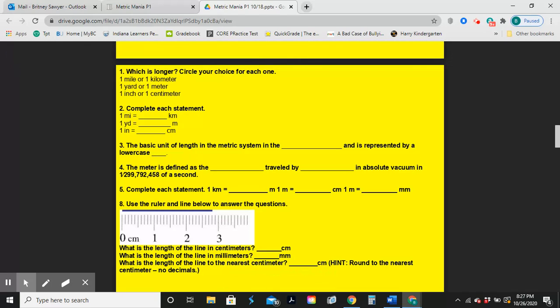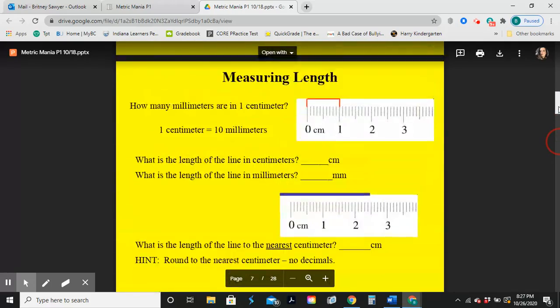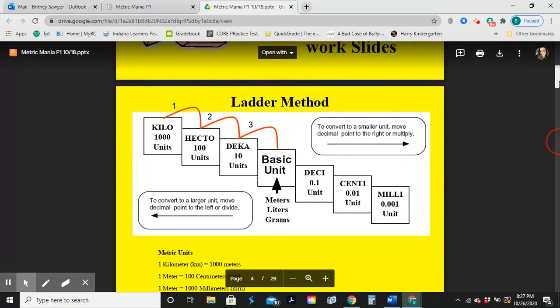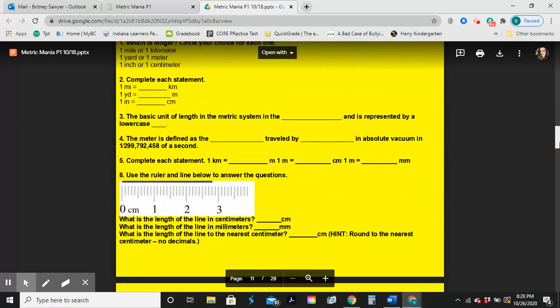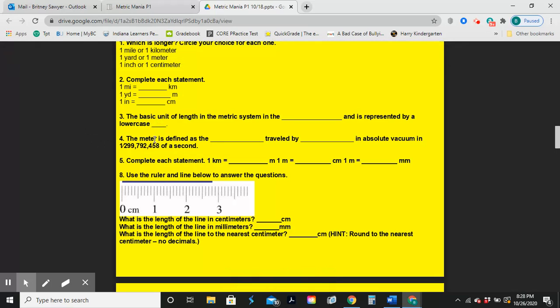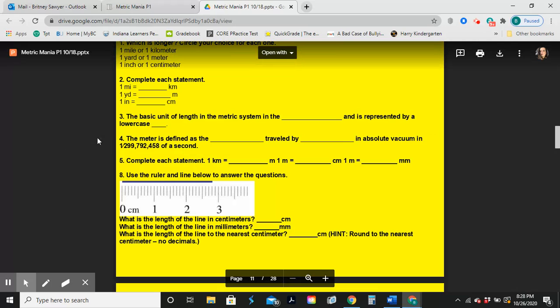So is the metric system measured in grams? Is it measured in meters, or what else was our measurement in here on our step ladder? Is it meters, liters, or grams? Our metric system, is it measured in meters, liters, and grams? And then you're going to tell me what the abbreviation for it is here. The meter is defined as the blank traveled by the blank in an absolute vacuum of this right here. You do not have to do this one. So you can just write skip on each one and put my initials, okay?